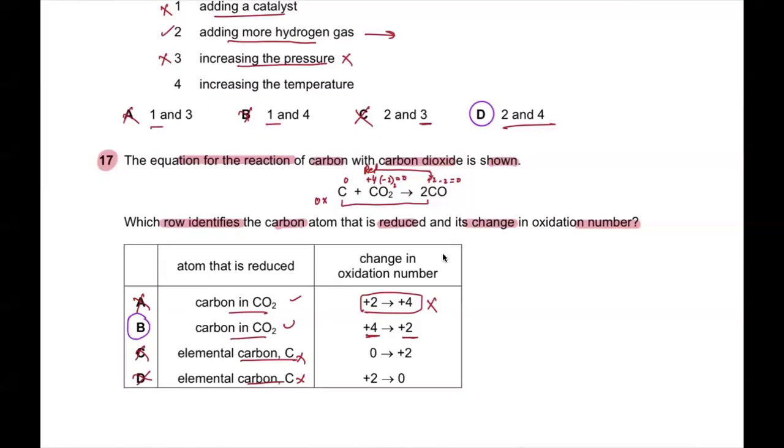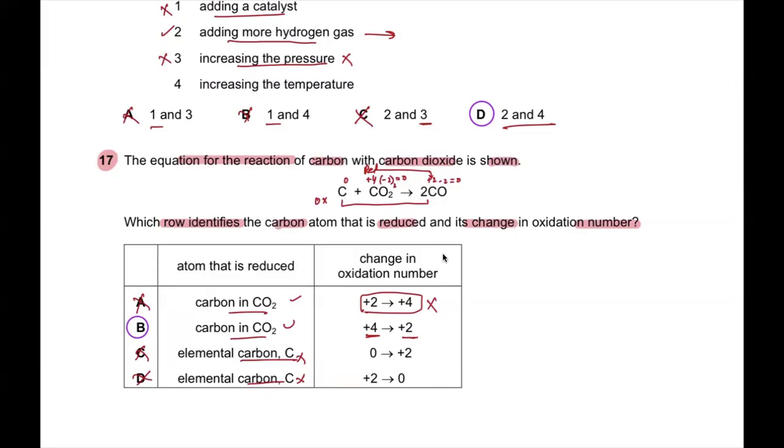Now, MCQ number 18. Aqueous iron 2 sulfate is added to acidified potassium manganate 7. The purple color of the potassium manganate disappears. Aqueous potassium iodide is added to acidified potassium dichromate. A dark brown solution forms. Which row identifies the role of iron 2 sulfate and potassium dichromate in these reactions?